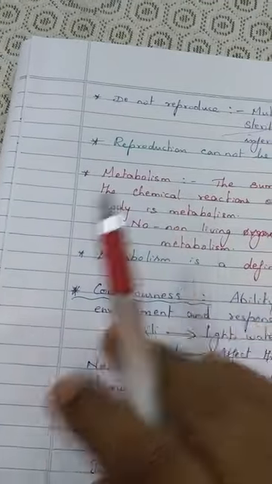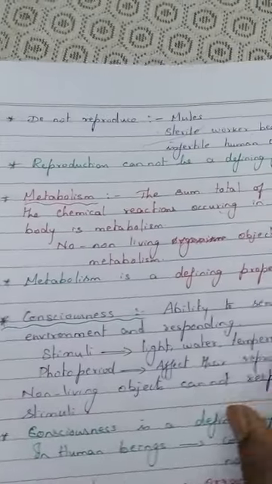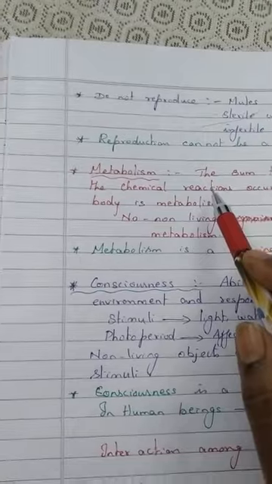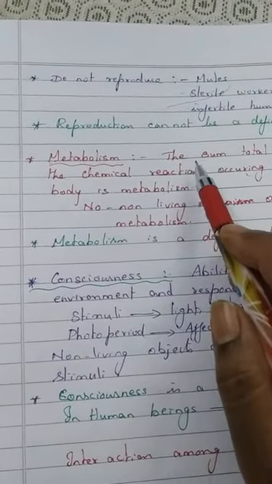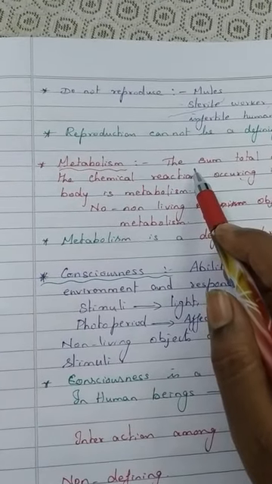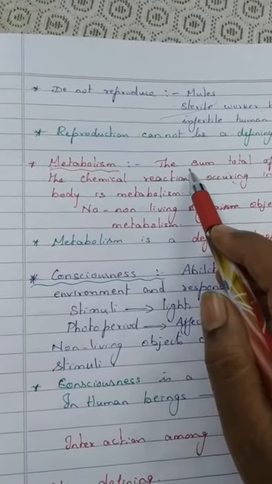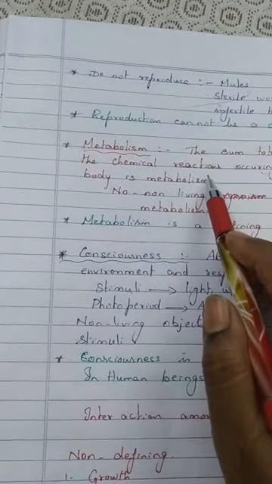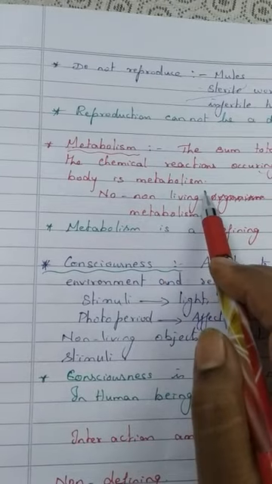So next characteristic feature is metabolism. What is metabolism? Inside our body, so many chemical reactions take place. Continuously, complex molecules are broken down and very large molecules are formed inside our body. The sum total of all the chemical reactions occurring in our body is metabolism.